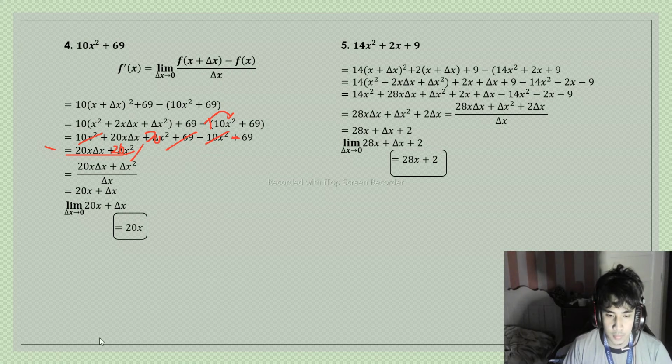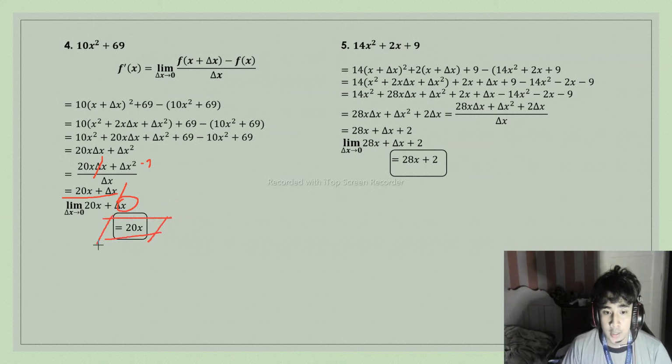Then, ayan, ano na tayo? 20x delta x plus, ika-cancel ulit natin yan. Minus 1 na to. Ito, cancel na. So, ito yung makuha natin sagot sa second step. So, third step. Lahat ng delta x magiging 0. So, 0 na to. 20x plus 0 is equal to 20x. And that will leave us our answer for the derivative of 10x squared plus 69.